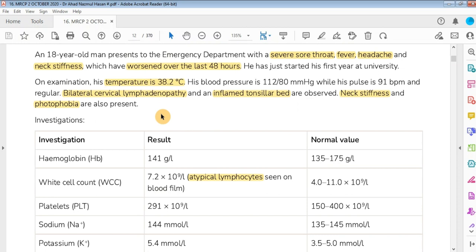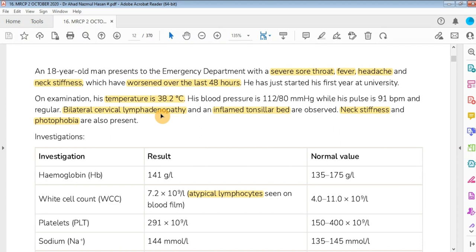An 18-year-old man presents to the ED with sore throat, fever, headache, and neck stiffness, which have worsened over the last 48 hours. He had just started his first year at university. On examination, his temperature is 38.2, BP is 112/80, pulse is 91 and regular. Bilateral cervical lymphadenopathy and inflamed tonsillar beds are observed. Neck stiffness and photophobia are also present.